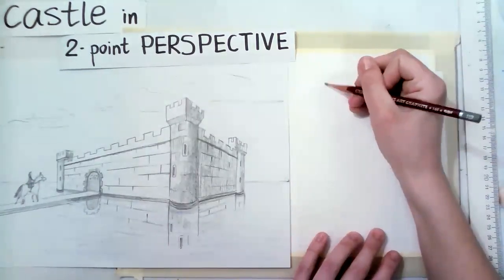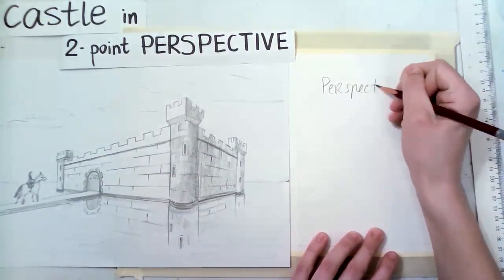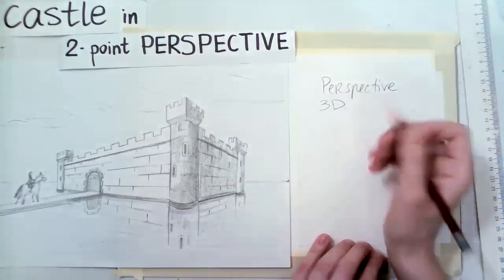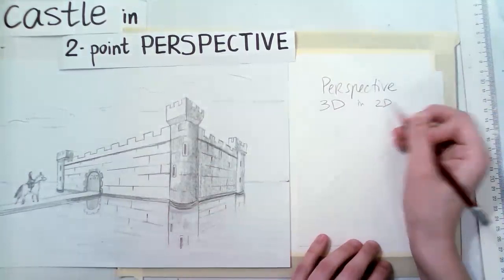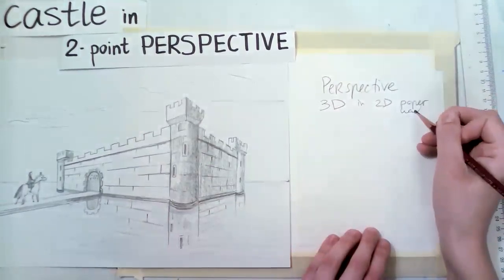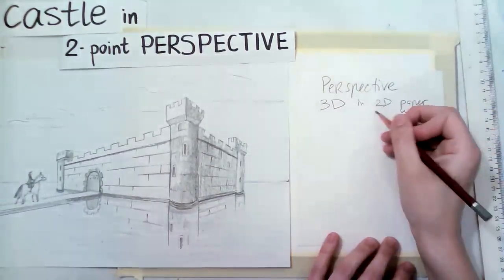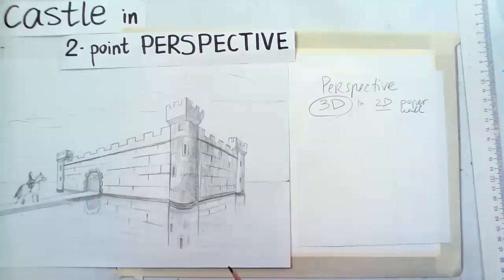So in general, perspective is how to show 3D volume in 2D, like it's a paper or it's a wall, so it's flat. The 2D is flat, but we need to show the 3D. And they invented some rules that we are still using today.